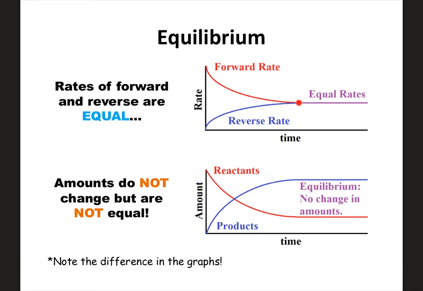Eventually, you get to a point where those rates are equal. That's equilibrium. When the rates are equal, you're at equilibrium. The forward rate is equal to the reverse rate.